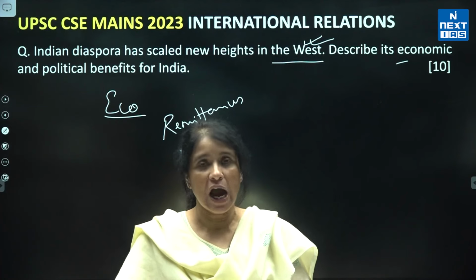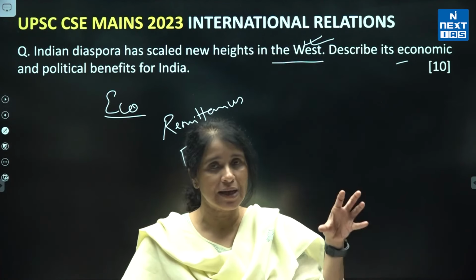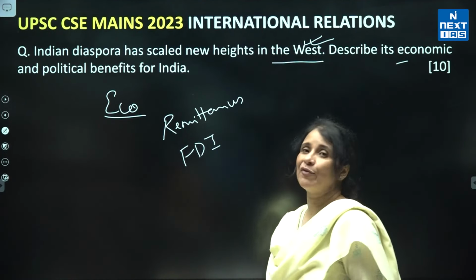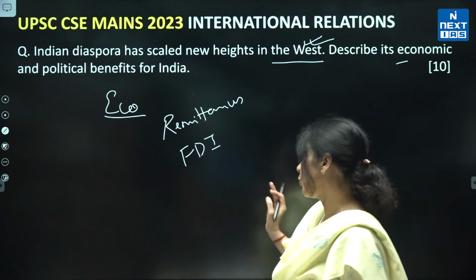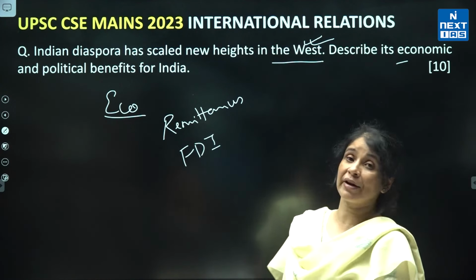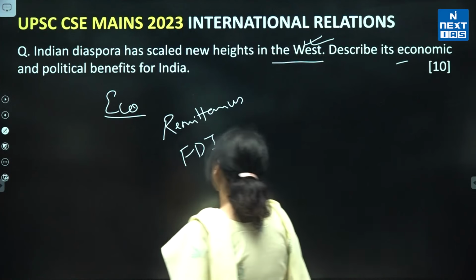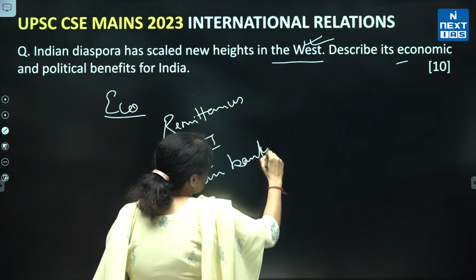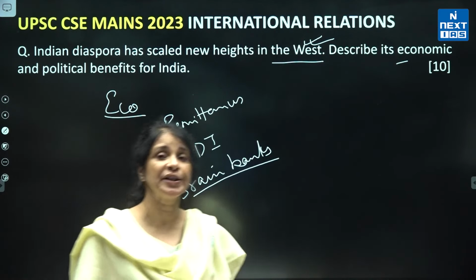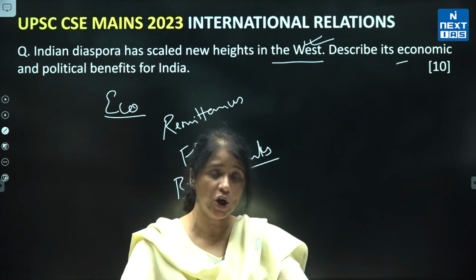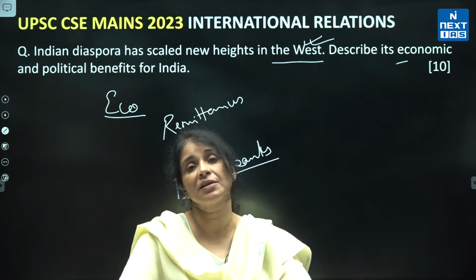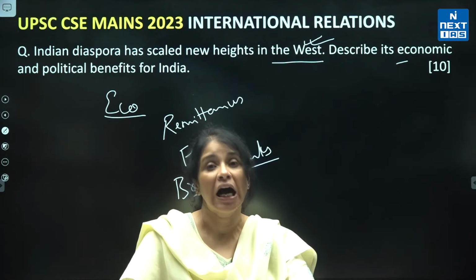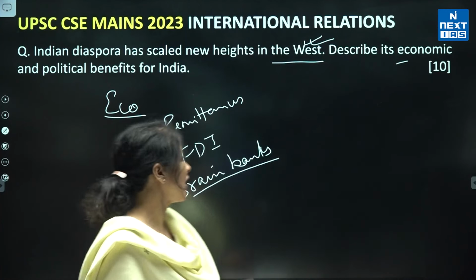So definitely now we are seeing a lot of investments coming from these countries to India. Though still we have not achieved the potential of FDI, but the potential is very high. So remittances are there, FDI is there. Then they act as brain banks. They share their expertise, they share their experience in the economic field with us. Like it is said that the Silicon Valley people, Indian origin people, have helped in building the IT sector in Bangalore. So they are sharing that.